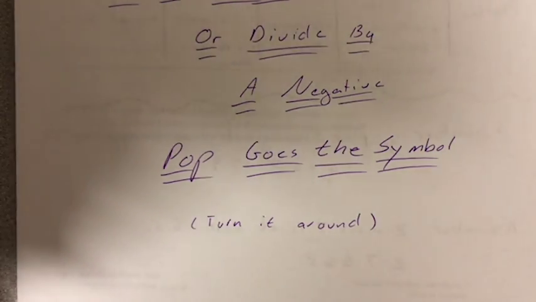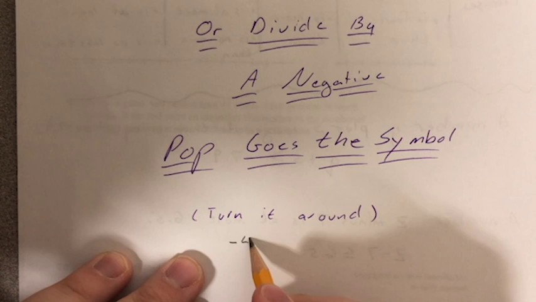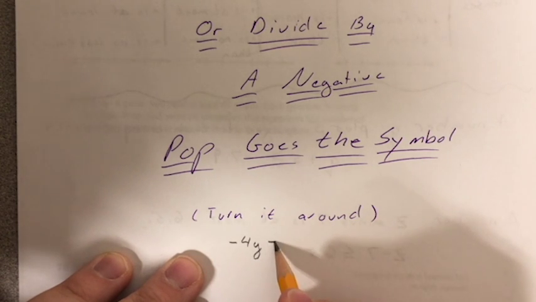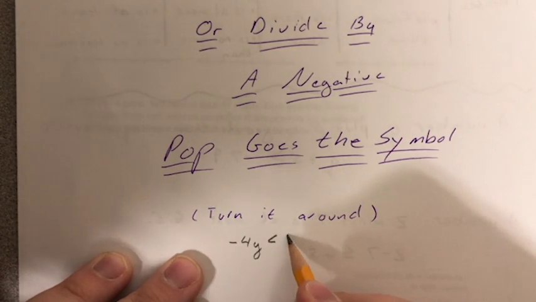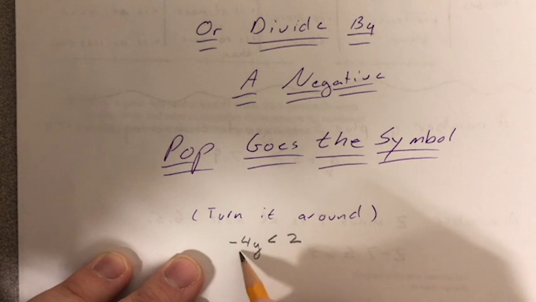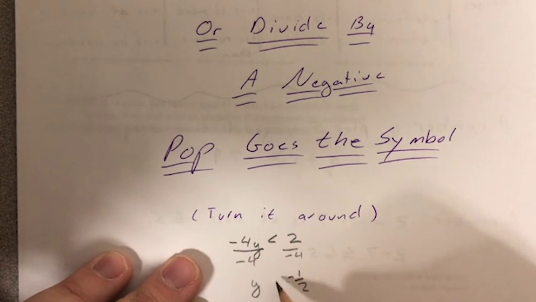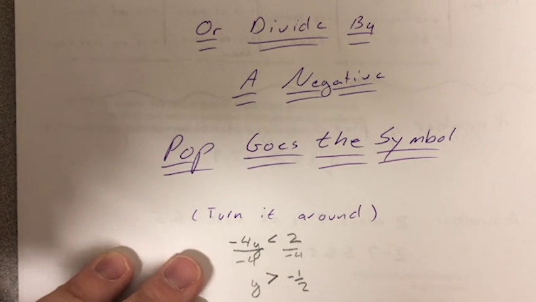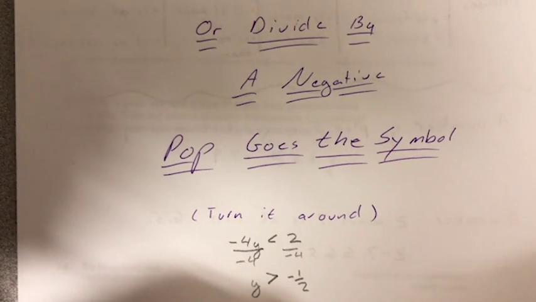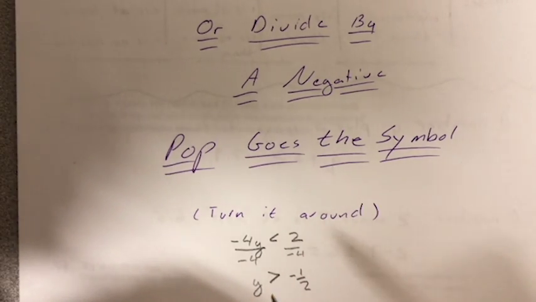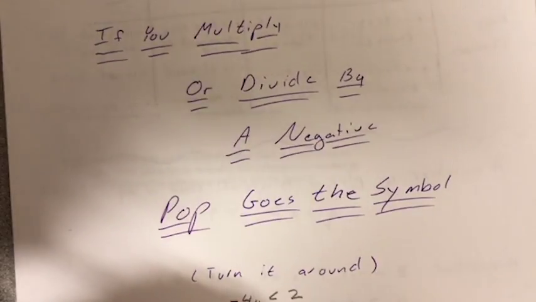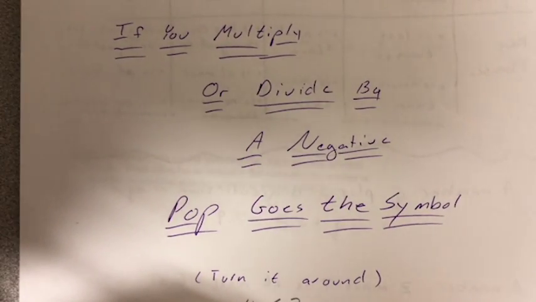And I'll just give you a little bit of an example. So if I have negative 4y is less than 2, I'm going to divide by negative 4 on both sides, and I get y, and this side would become negative 1/2. What I'm going to do is literally turn it around. And there is a reason for that, and I'll show you why in just a minute. But that's what I mean when I say if you multiply or divide by a negative, pop goes a symbol.